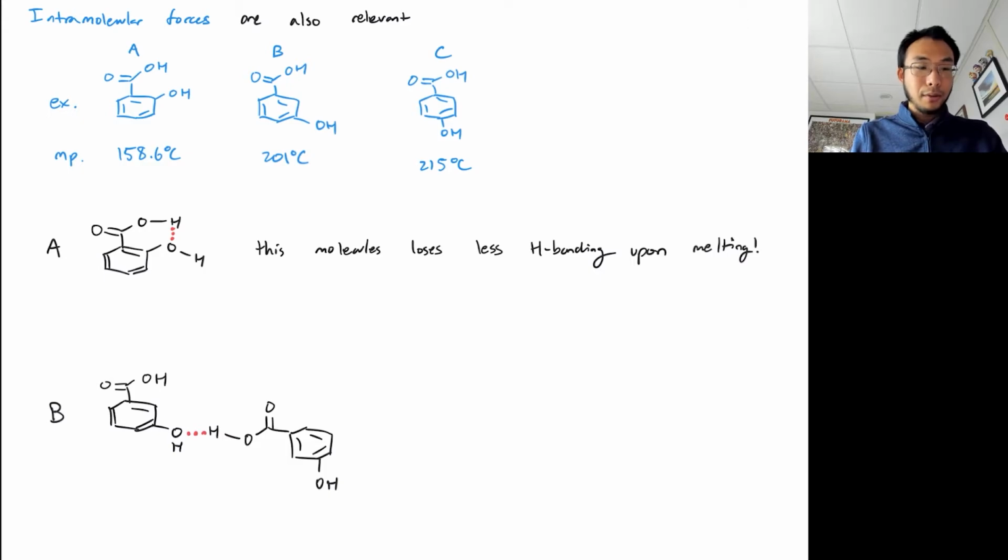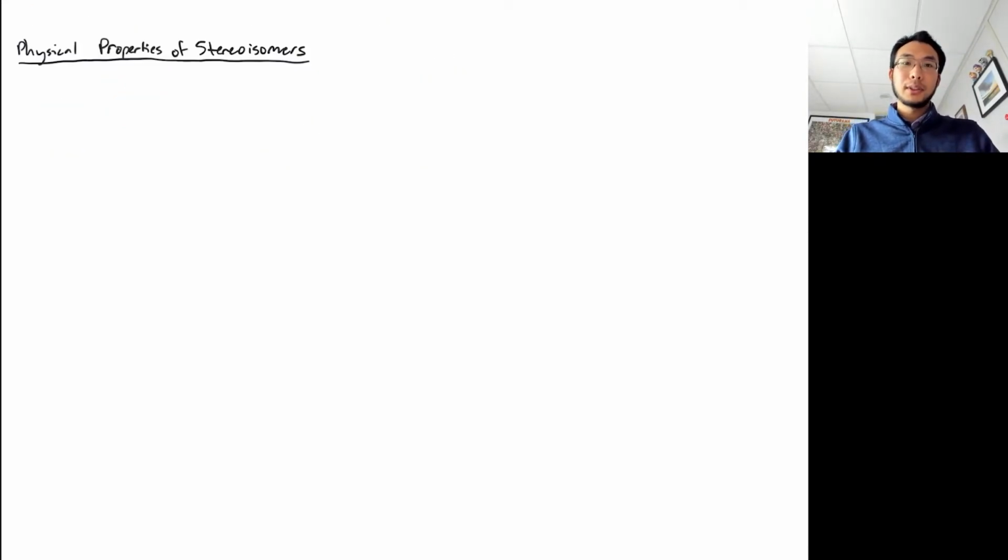For molecule B, however, all of its hydrogen bonding has to happen intermolecularly. So then melting means that you lose all of that energy, so you need a lot more temperature to be able to get that melting to happen. Finally, for isomer C here, we see that its temperature is a little bit higher for its melting point, and that's likely because it has an increased symmetry in the molecule relating to the entropy factor. Alright, so that was the influence of structural isomerism on some of the molecular properties that we care about.